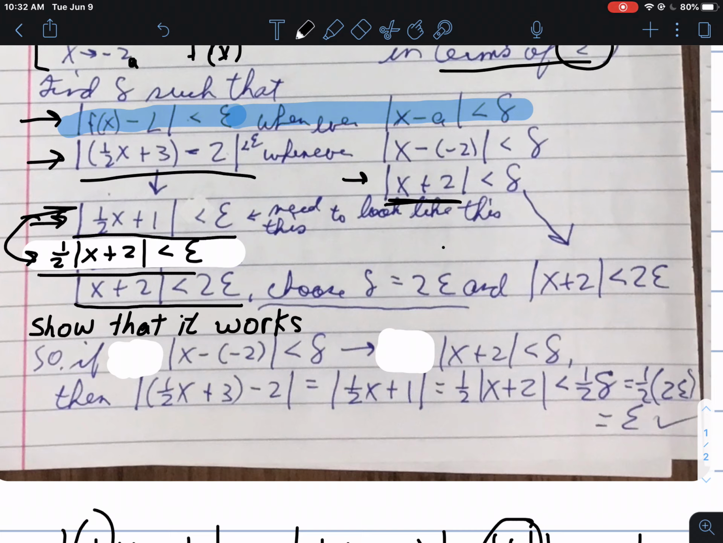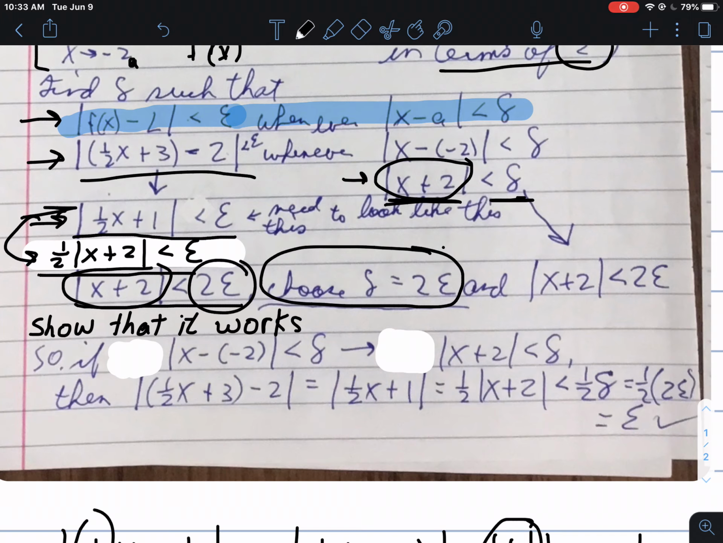Now I've got x plus 2 compared to something here, and I've got x plus 2 compared to something there. So if the absolute value of x plus 2 is less than 2 epsilon, and the absolute value of x plus 2 is less than delta, then we are going to choose delta to simply be 2 epsilon. And if I choose delta to be 2 epsilon, then that absolute value of x plus 2 would be less than 2 epsilon. And I simply replaced this with this.